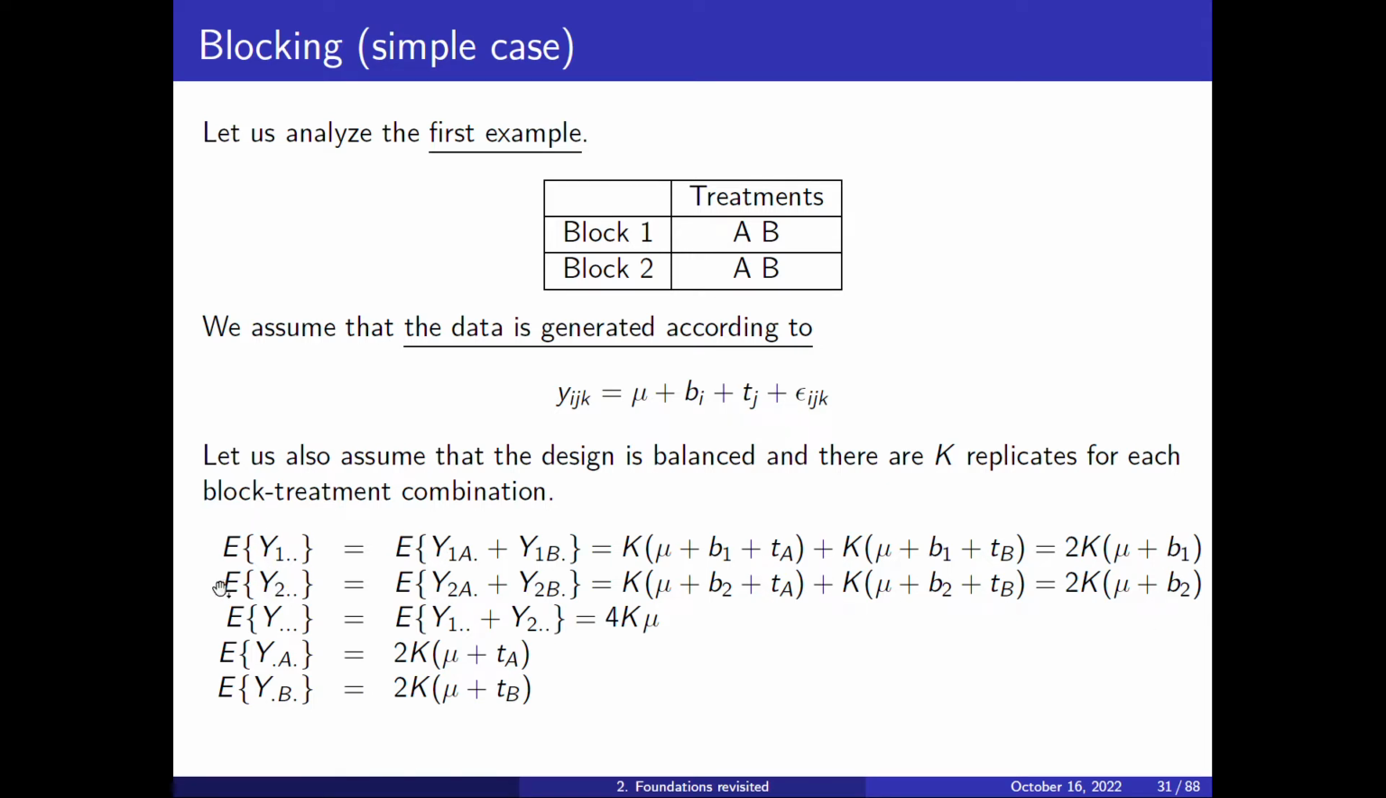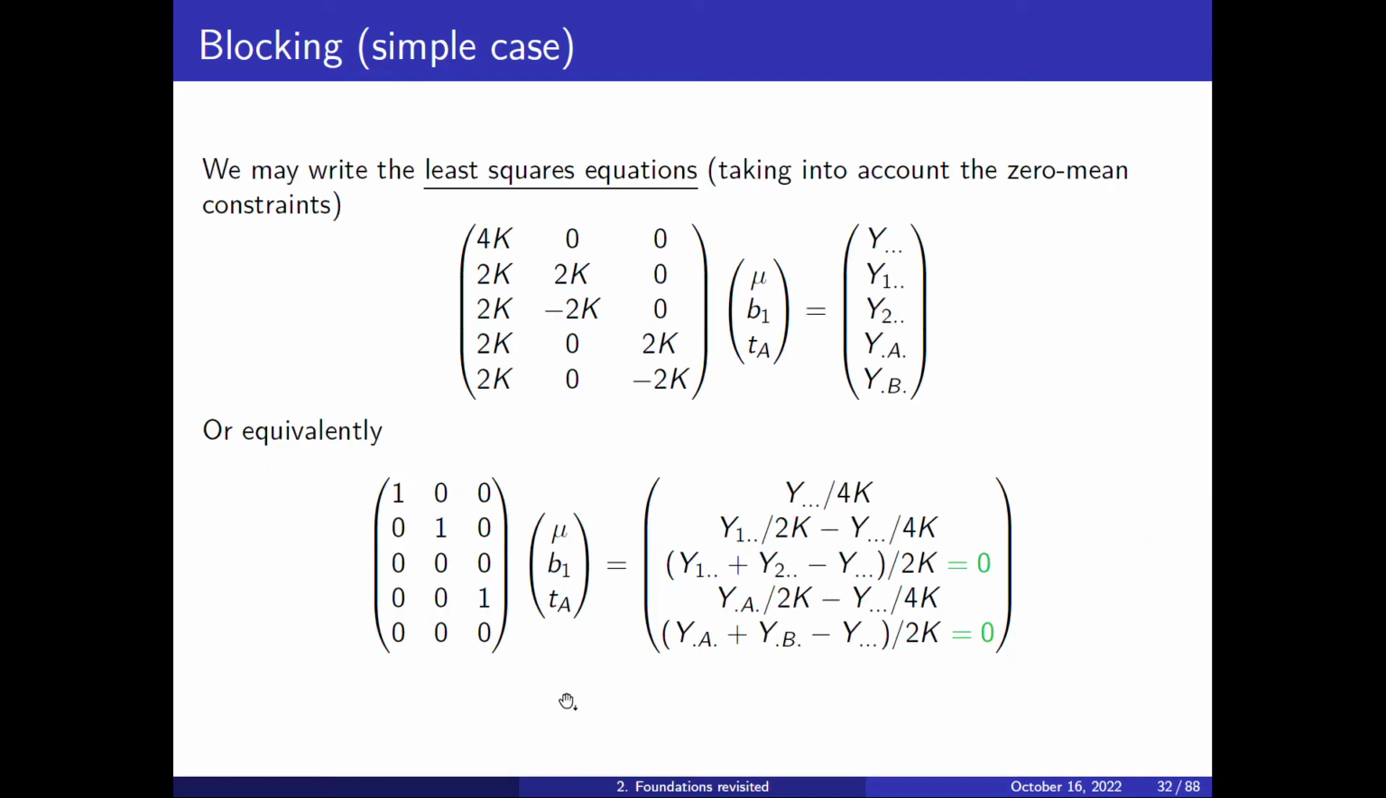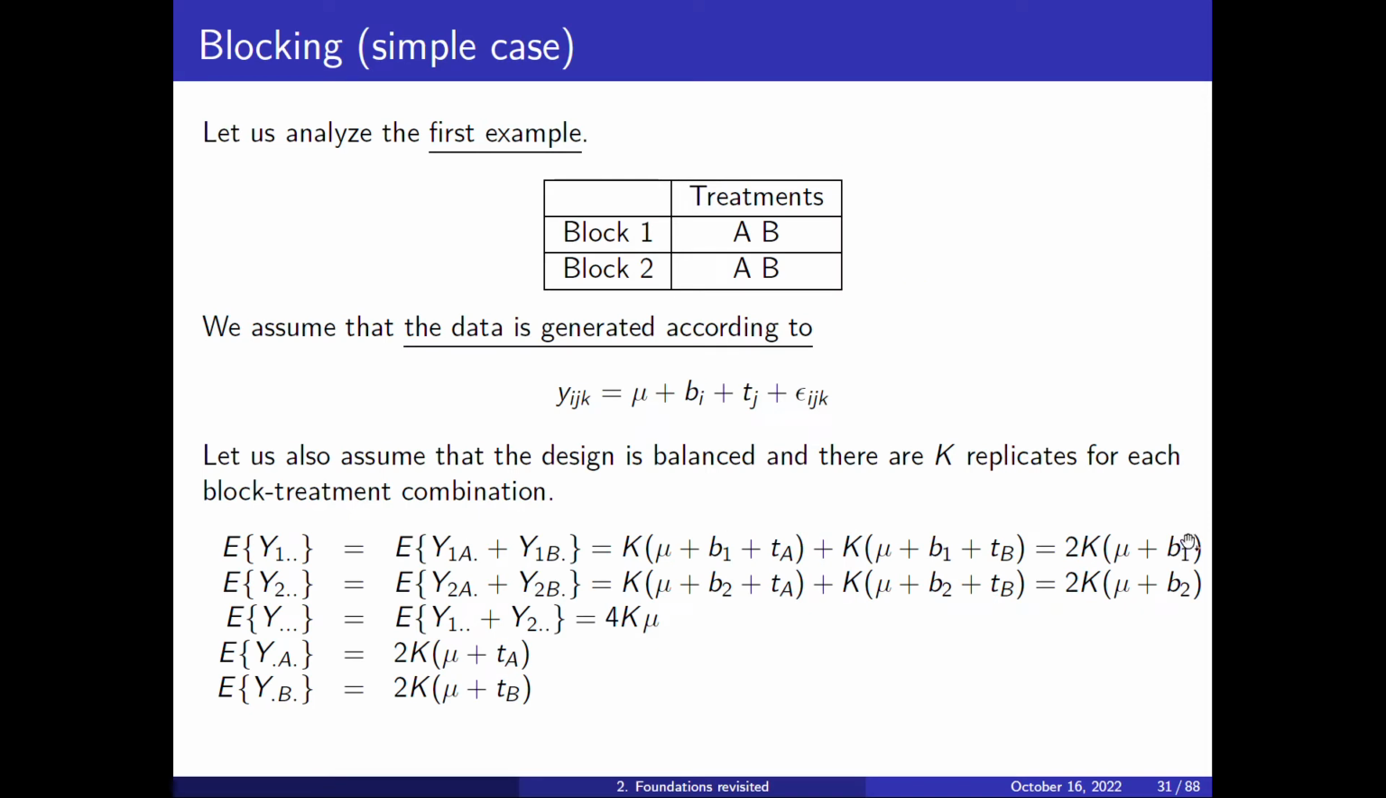and we can do it for all the others. So this is the expected value for the sum of the first block, for the second block, for all of them, for treatment A and for treatment B. And then we know already our least squares equation system matrix, so we can solve for our unknowns.